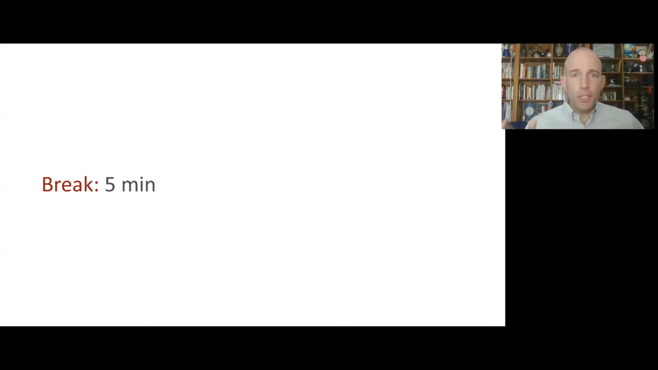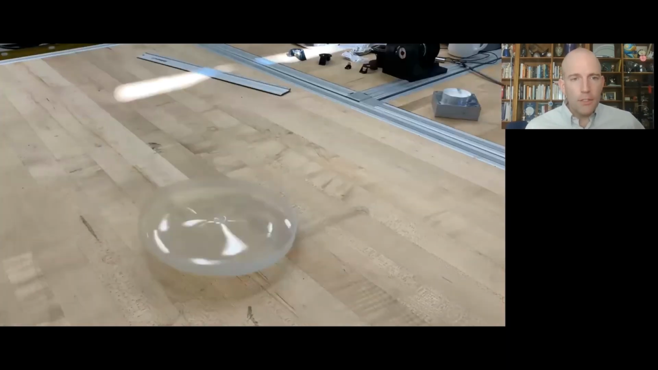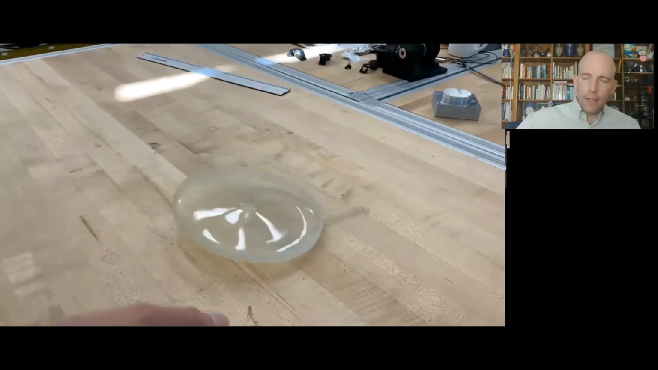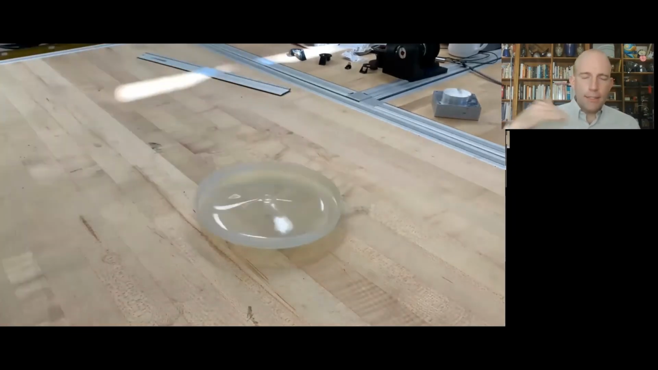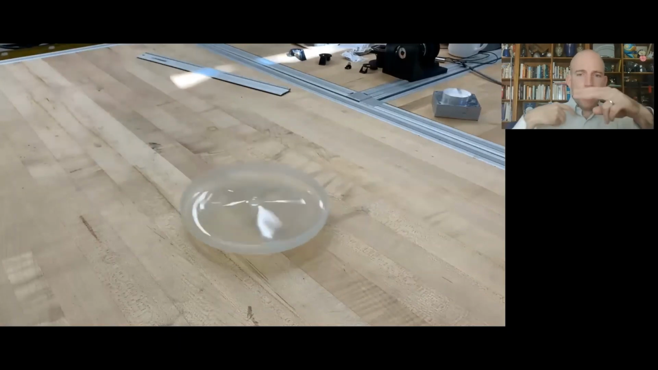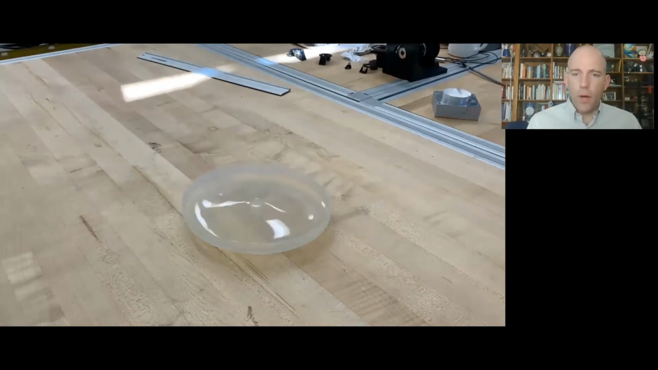All right, feeling refreshed and ready to find out why these things happen? Okay, let's consider the silicone lead first. So we recall that when we try to slide it across the table, it stops very quickly. But when we go to spin it, it stays spinning for quite a while.